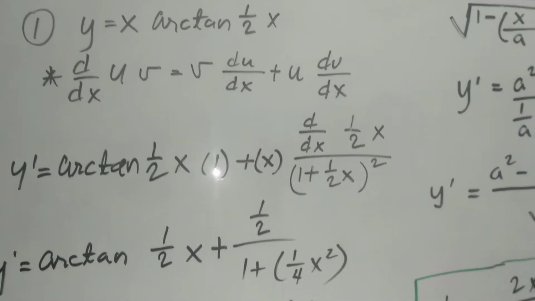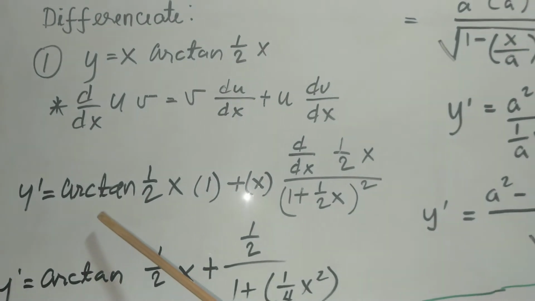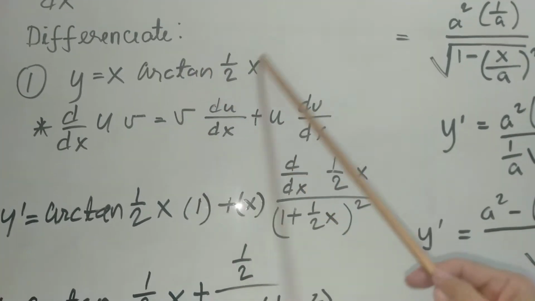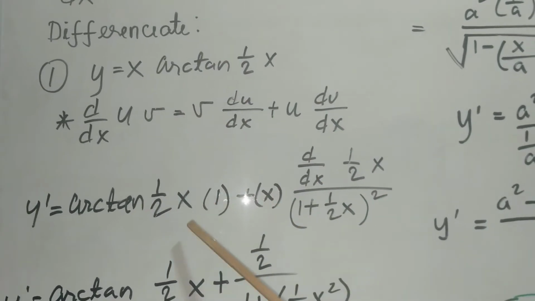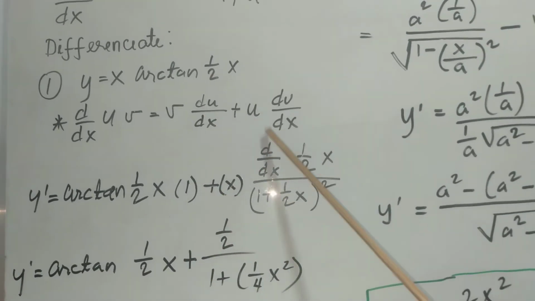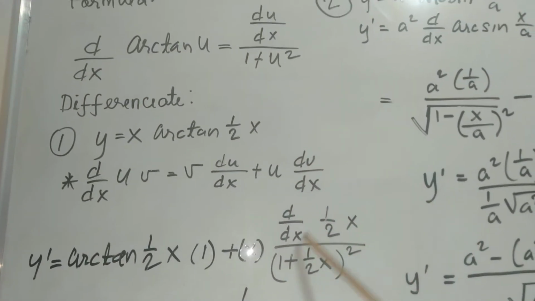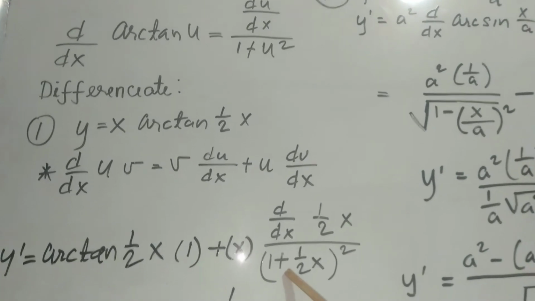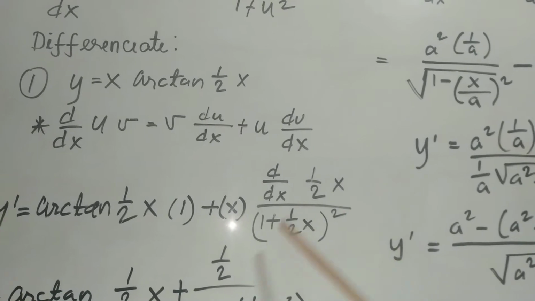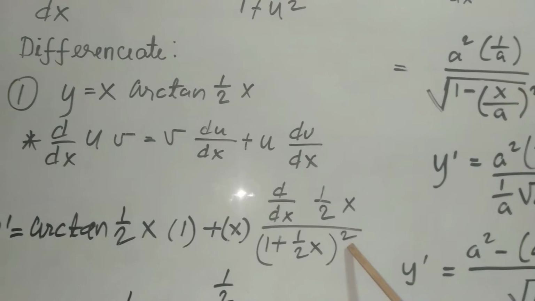So, the y prime of this given here, we're going to write arctangent 1/2 x and find the derivative of x, which is 1. And then, x times the derivative of arctangent 1/2 x, which is our formula here, d over dx of 1/2 x, the derivative of u here, over 1 plus u squared, which is 1/2 x, the quantity squared.